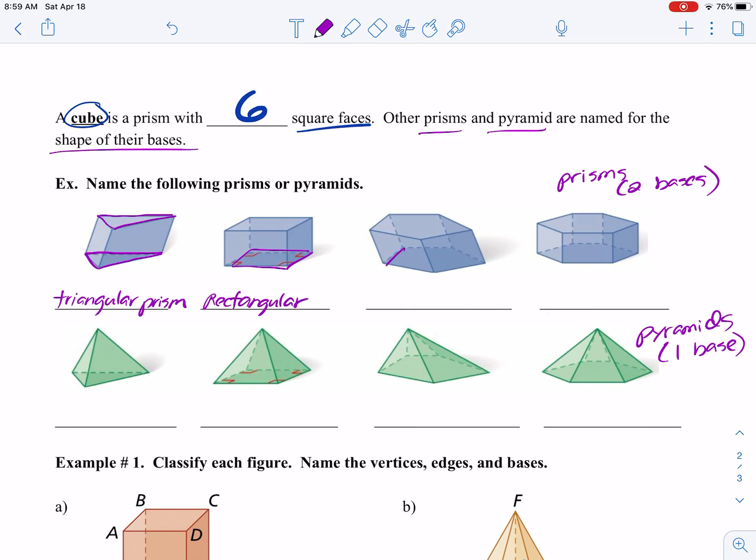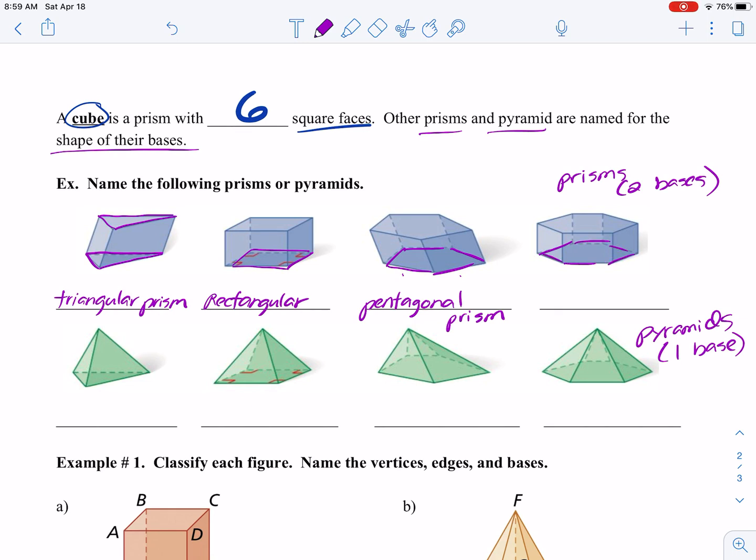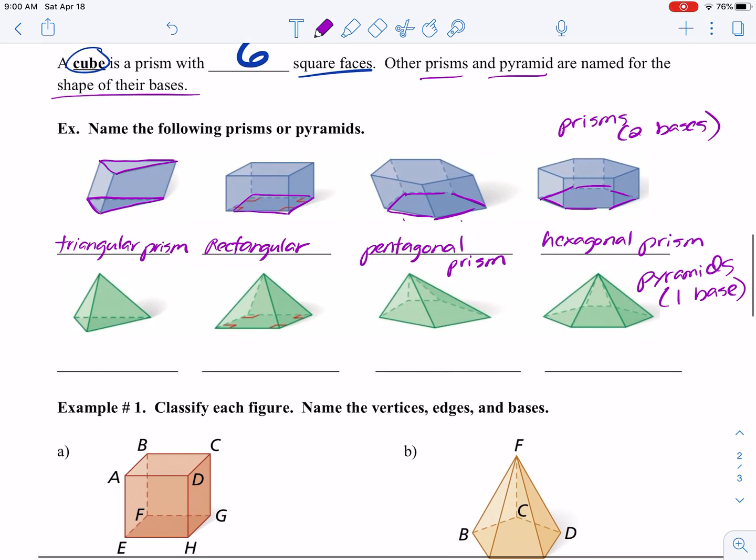Okay, when we keep adding more edges, now we have 1, 2, 3, 4, 5. That would be a pentagonal prism. A polygon with 5 sides, and then a polygon with 2, 3, 4, 5, 6 would be a hexagonal prism. And you could keep going on to have an octagonal prism, nonagonal prism, but we'll just stop there for now.